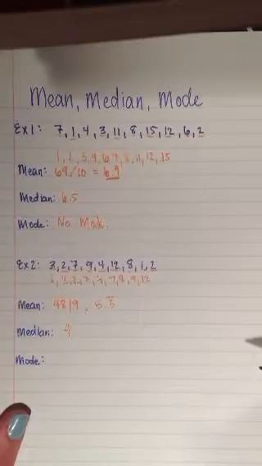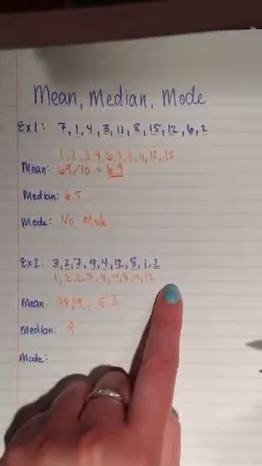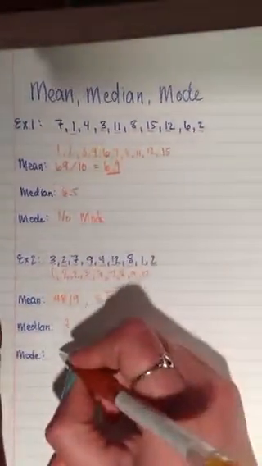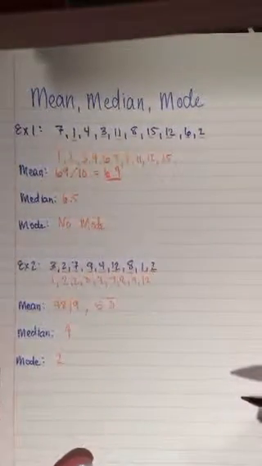Our mode is the number that occurs the most often. Looking at this list, we can very easily see that 2 is the number that occurs most often, so 2 is our mode for this set of data.